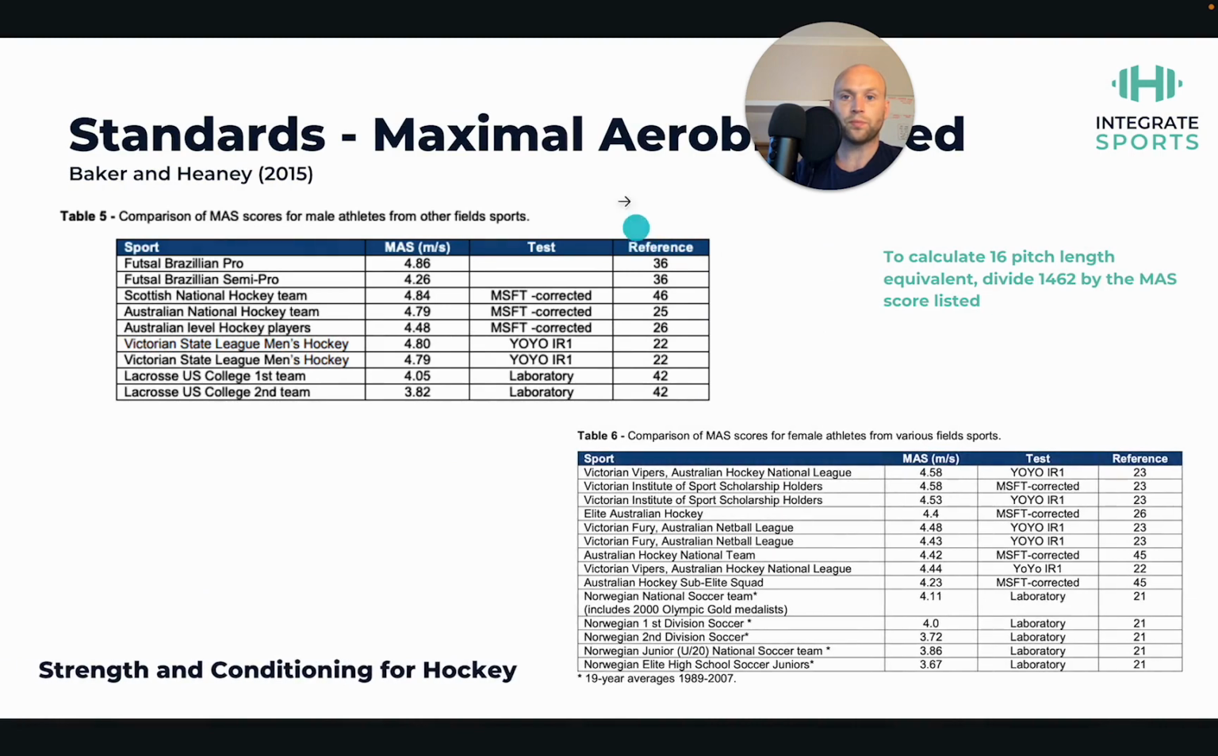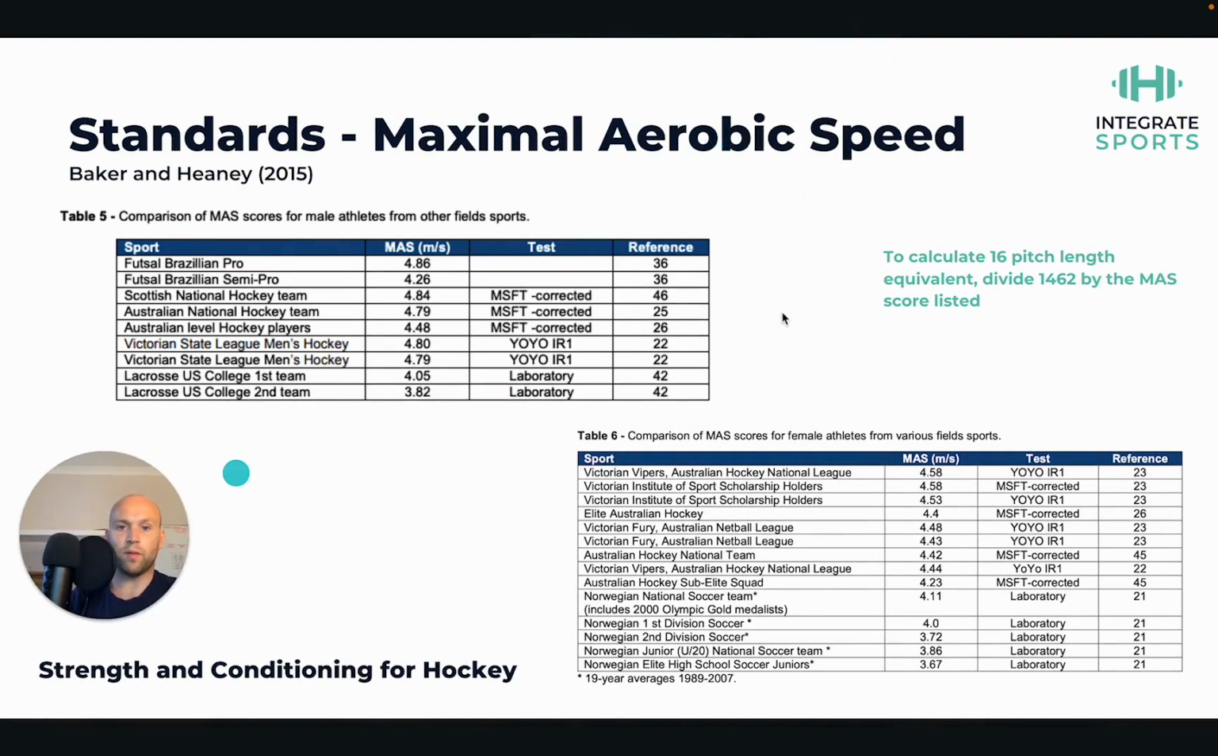So that's an interesting one there to consider, but those are 2 kind of simple options to use. Now, in terms of standards, just move myself out of the way. These are standards, again, back from Baker and Heaney, and they looked at a comparison of sort of men's and women's from a range of different sports to establish some norms, essentially.